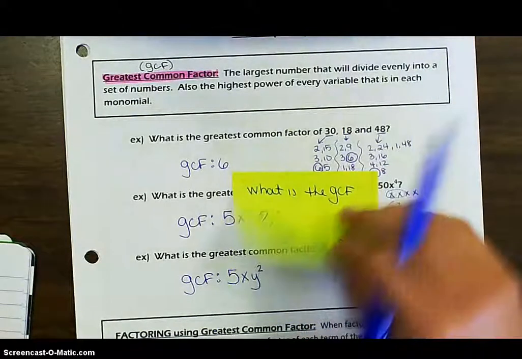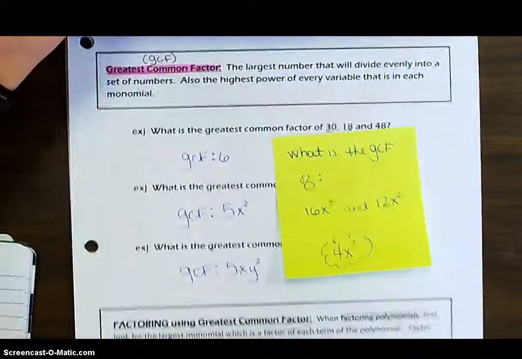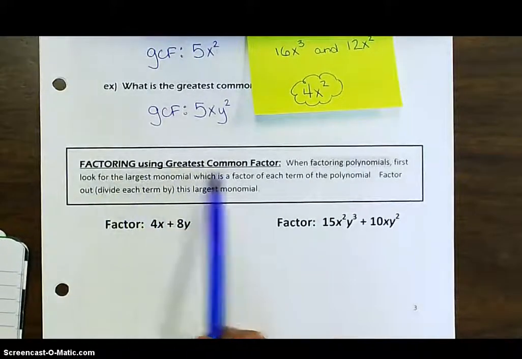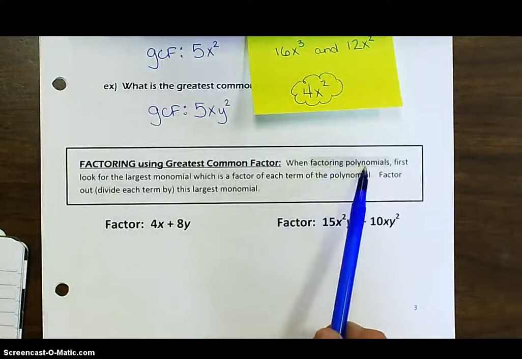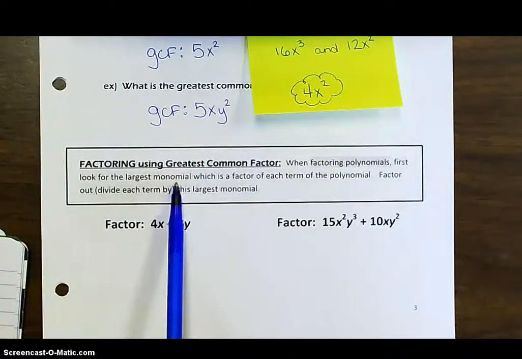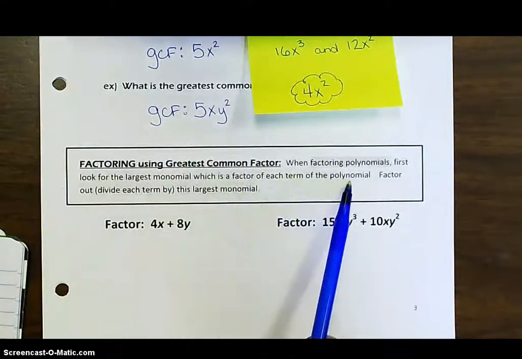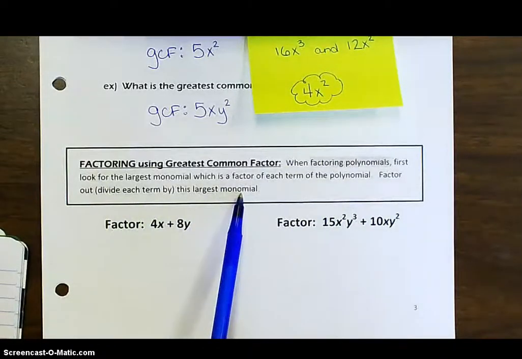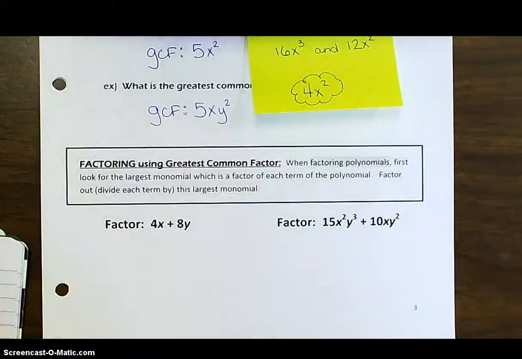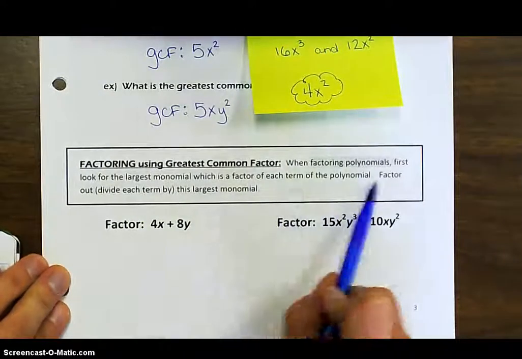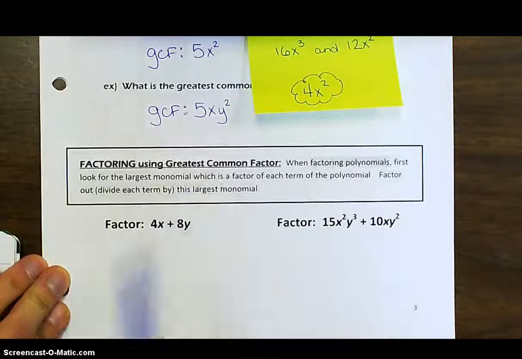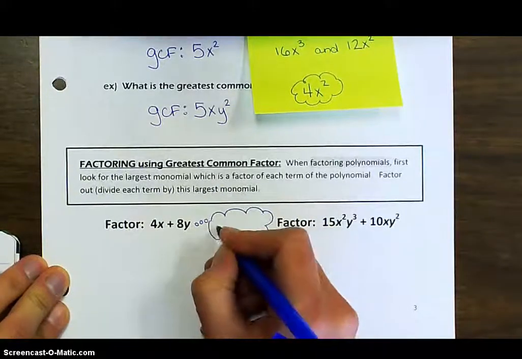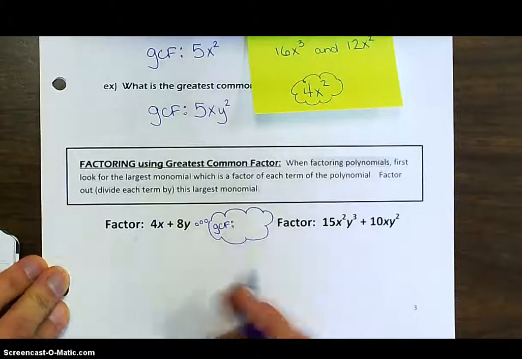Okay, so now that we know how to find our GCF, now we're going to learn how to factor using GCF. Factor using greatest common factor. When factoring polynomials, first look for the largest monomial which is a factor of each term of the polynomial. Factor out, divide out each term by this largest monomial. Okay, so this is factoring using GCF. The first thing we do is look for the largest monomial that is a factor. Here's my little think bubble, let's think. Step 1, find the GCF.